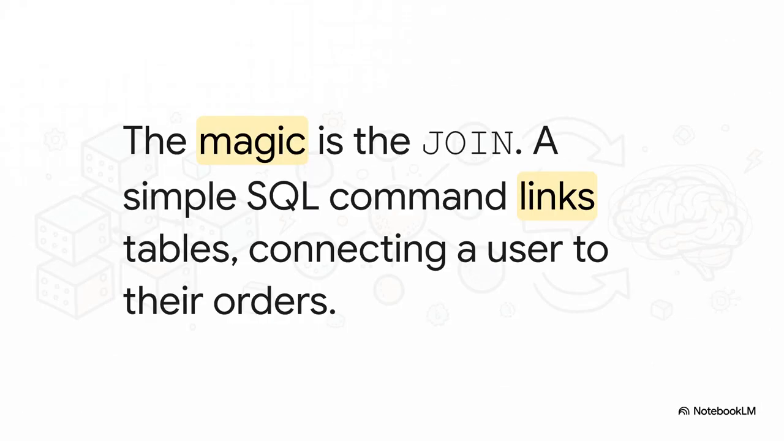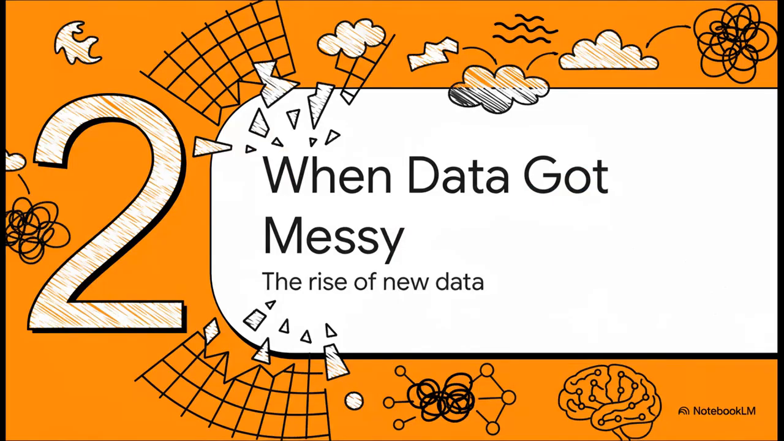And this is where the magic happens. A special command called a join uses that user ID to link the two tables together. And just like that, you can ask really complex questions like, hey, show me every order placed by user 101. It was genius. And for decades, this system was pretty much perfect.